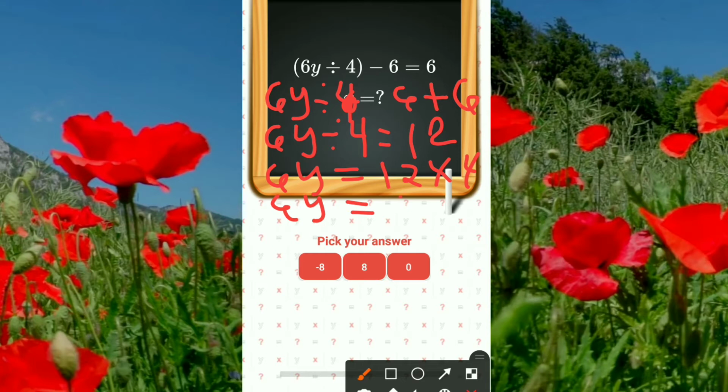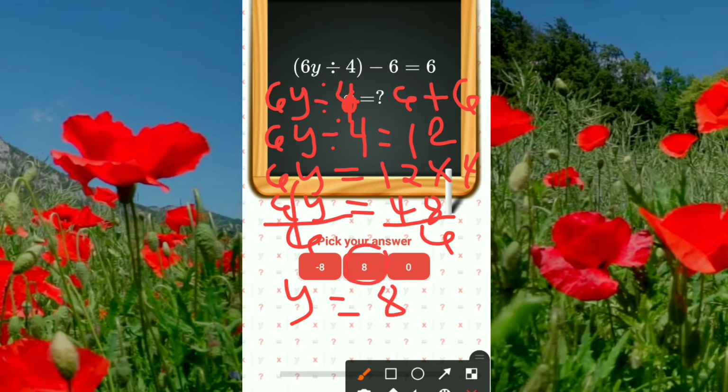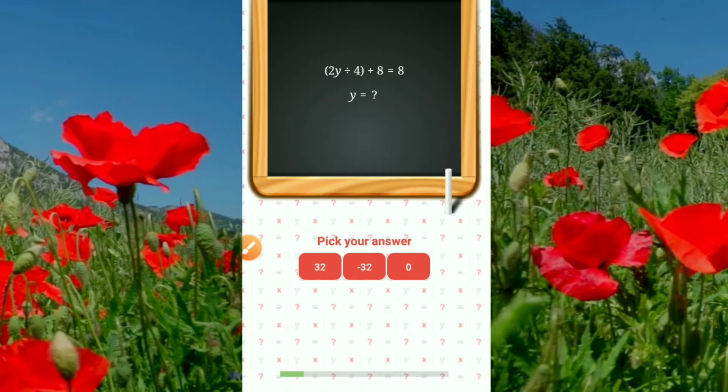Positive 48. And then we divide it by 6. So 6 divided by 6 equals 1. So y, positive y, equals 48 divided by 6 equals positive 8. So our answer is positive 8.